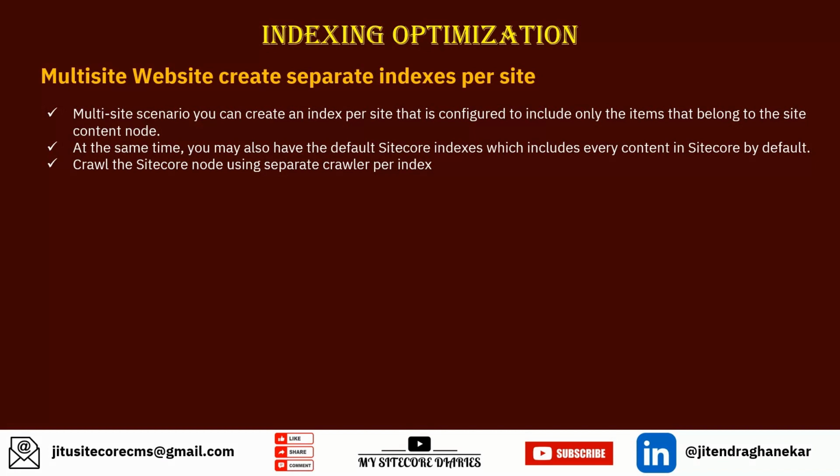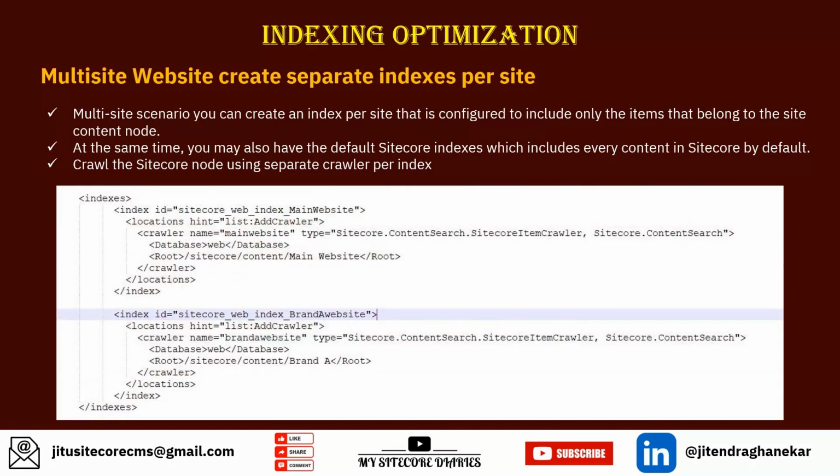Crawl the Sitecore content node using a separate crawler per index. So every index should have a separate crawler. If you take an example here, you have two crawlers added, one for the main website, another for the brand website. Root is defined here, Sitecore content main website, whereas for brand it is Sitecore content brand A. So these are the two different crawlers which are used to crawl, and also your indexes are different. You have a main website index, whereas your brand will have a brand A website index. So this is how you can separate the indexes per site.